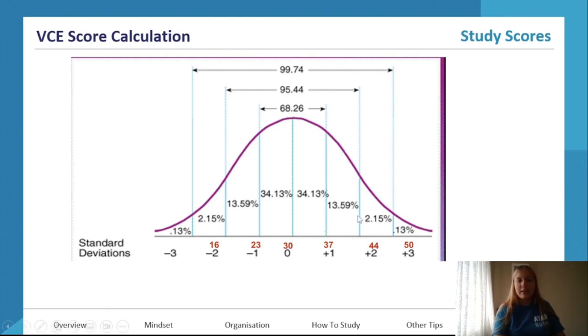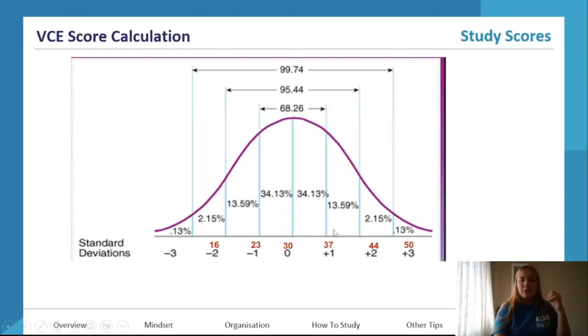And then if we score a study score of 44, so the mid 40s, we're better than 50 plus 34, so 84 plus 14 plus, so 98% of students. We've done better than 98% of students. So 44 is amazing. That means we're in the top 2% for a subject pretty much. So this 2.15 plus 0.13%, that's how many students approximately did better than us. So if you can score in the mid 40s, you've done amazing.